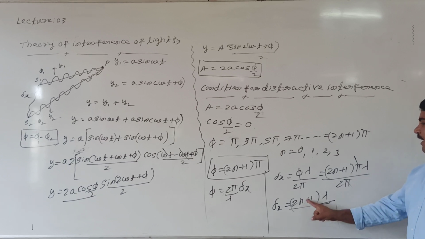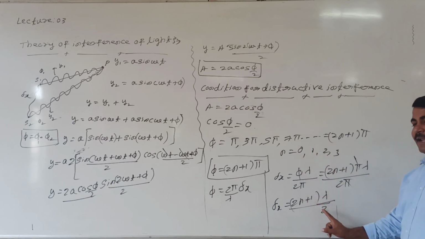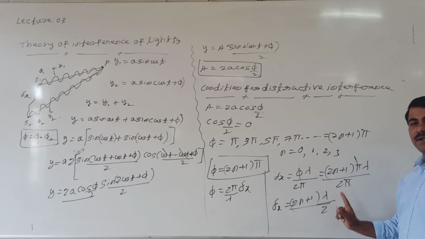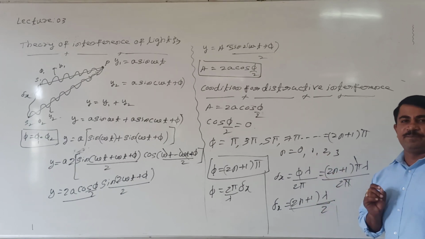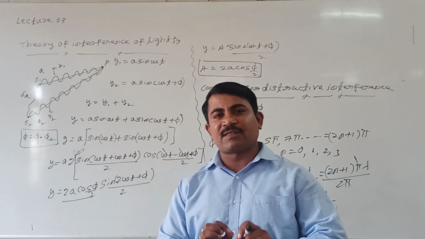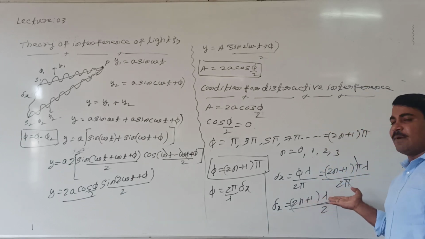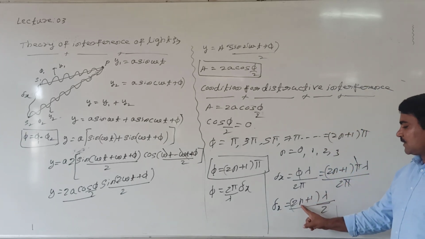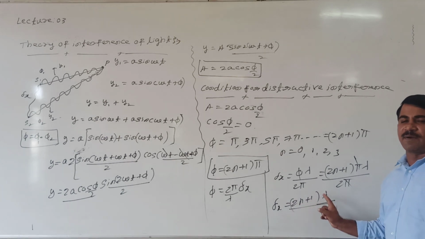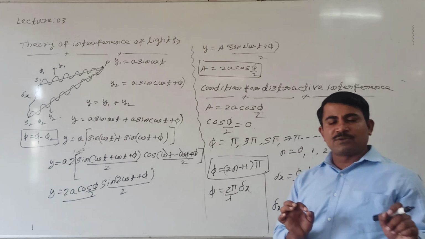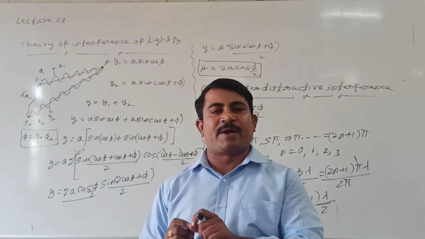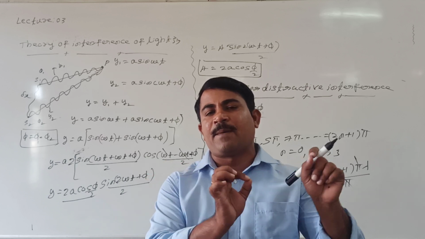Put n equal to 0, then we get lambda by 2. Put n equal to 1, 3 lambda by 2. Put n equal to 2, 5 lambda by 2. I mean, to get minimum amplitude, the path difference must be equal to an odd integral multiple of lambda by 2. So lambda by 2, 3 lambda by 2, 5 lambda by 2, 7 lambda by 2, 9 lambda by 2. All these are odd integral multiples of lambda by 2.